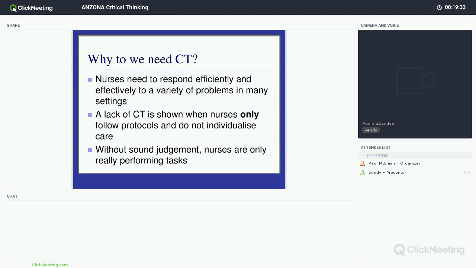A lack of critical thinking is shown when nurses are only following protocols and do not individualise care to their patients. Also, without sound judgment within our practice, we're only really performing tasks, and that's not looking at the best outcome for our patients.